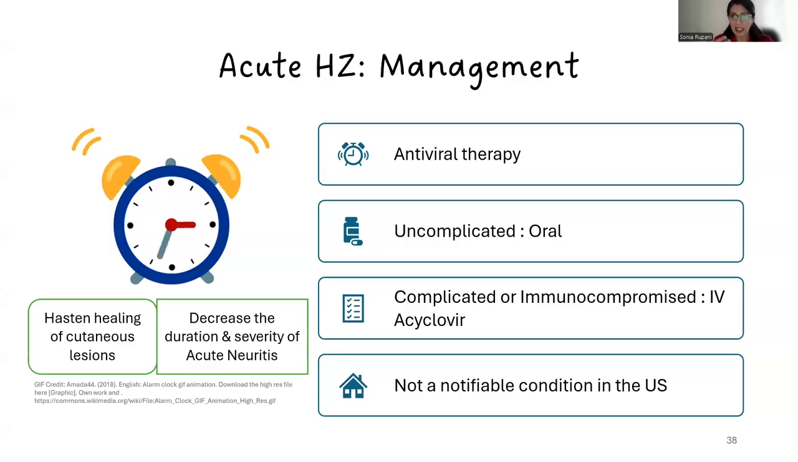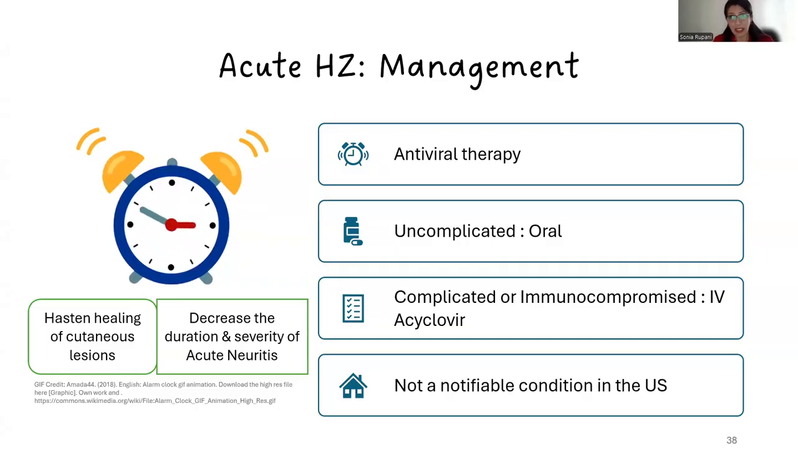Now, as I'm saying all this, I did not mention post-herpetic neuralgia, right? There's no study truly to support that if we start the antivirals early, it will reduce the risk of complications, including post-herpetic neuralgia. However, we can hope to halt the replication of the virus, help get the healing of those lesions faster and shorten the duration of that acute neuritis. When it comes to treatment, we can do oral treatment if it is uncomplicated. If it is complicated or if the patient is immunocompromised, then we will do IV.